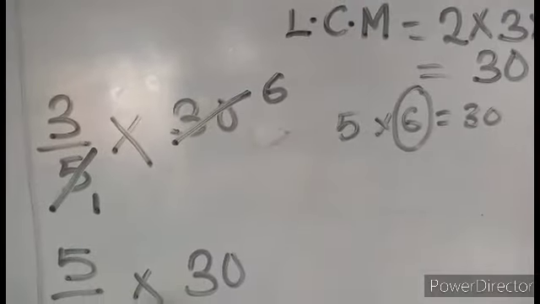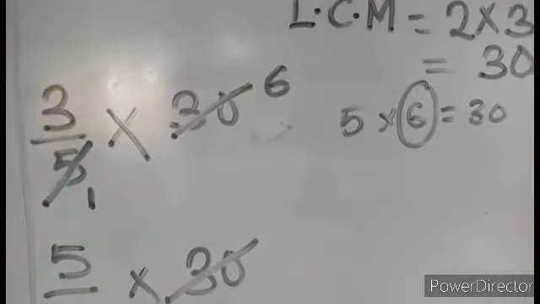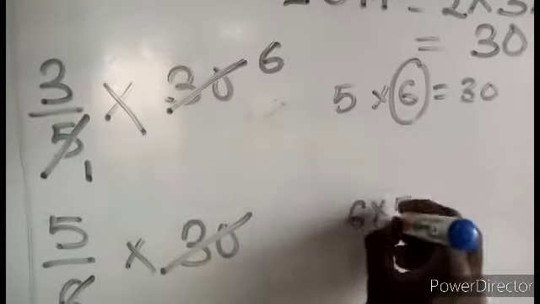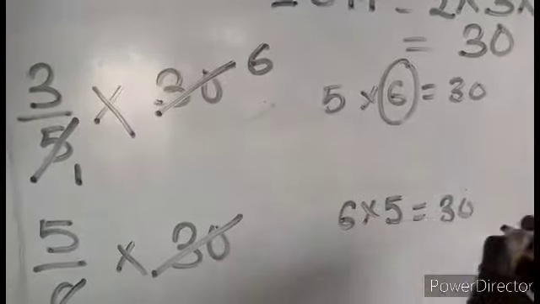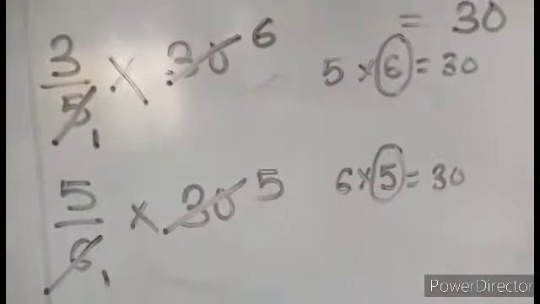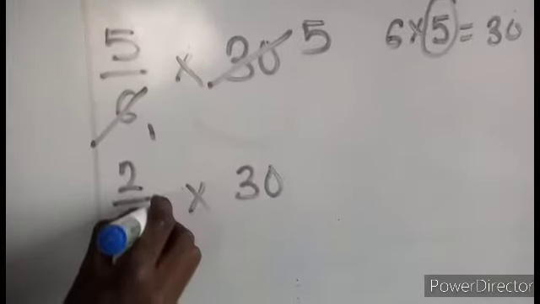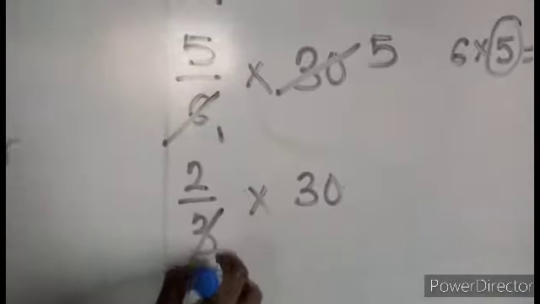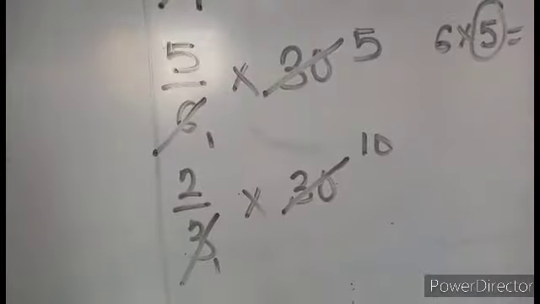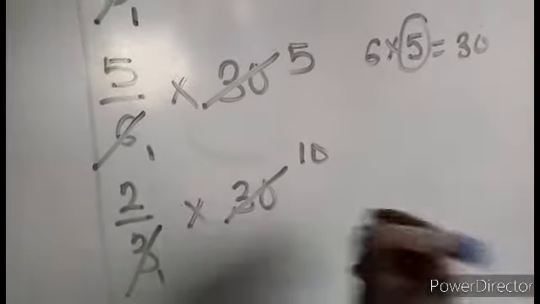So we move to the next fraction also. 6 in 6, 1. 6 in 30. From our table, we have 6 times 5 as 30. So we take in this number here as our divisor. Then to the next fraction, we have 3 in 3, 1. In 30, 10. Since we know 3 times 10 or 10 times 3 should give us 30.